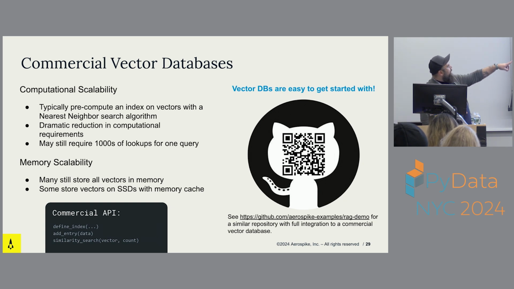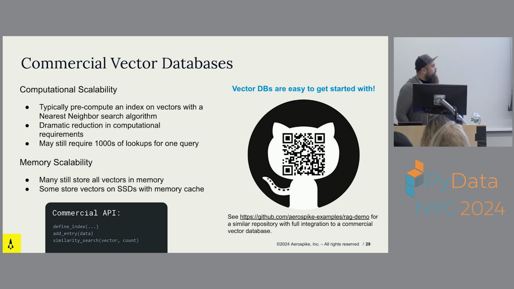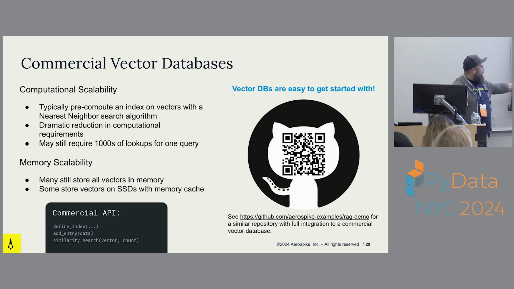This here is another GitHub repo. It's just a RAG demo that I built, the one I was talking about earlier, and it works with the Aerospike vector database. If you want to play around with it, you can; you can see that code out on GitHub. And again, it's a commercial API: define the index, add the entry, how do I search.